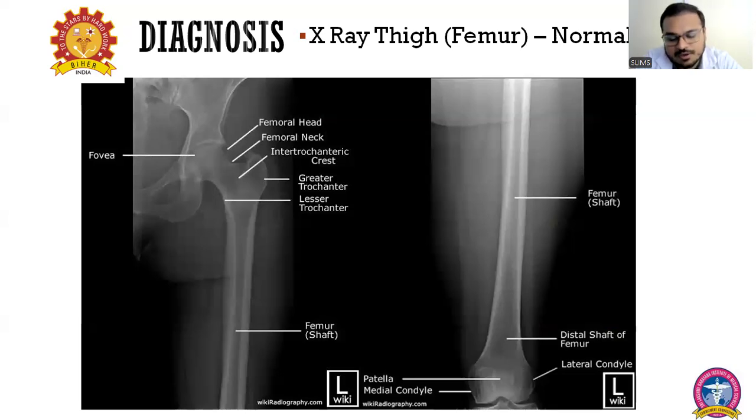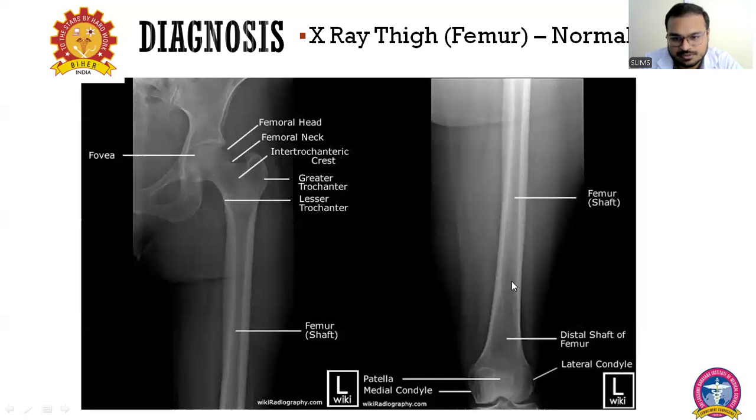So always, first we take a radiological investigation for the patient. An X-ray of the thigh or the femur, AP and lateral view, is taken, so as to know the normal common radiological indices. This is the head of the femur and this is the neck of the femur, and this is the intertrochanteric region, also called the intertrochanteric crest. This part is the greater trochanter, this one is the lesser trochanter, and this is the shaft.